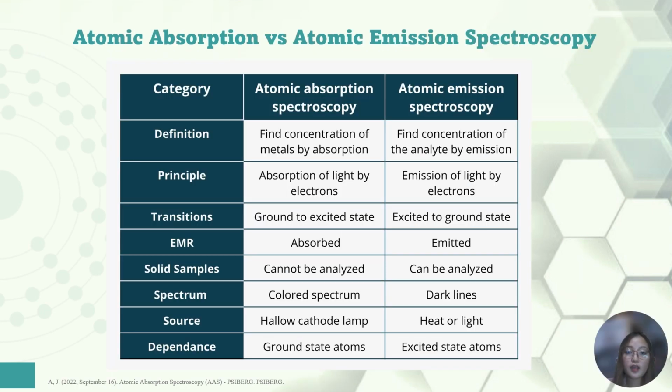AAS and AES differ in their operating principle, but these are the major differences. Atomic absorption deals with the absorption of light, whereas atomic emission spectroscopy deals with the emission of light. Second, atomic absorption spectroscopy depends upon the number of ground state atoms, whereas atomic emission spectroscopy depends upon the number of excited atoms. The third one is, in atomic absorption spectroscopy, the electron moves from the ground state to the excited state, whereas in atomic emission spectroscopy, the electron moves from the excited state to the ground state.